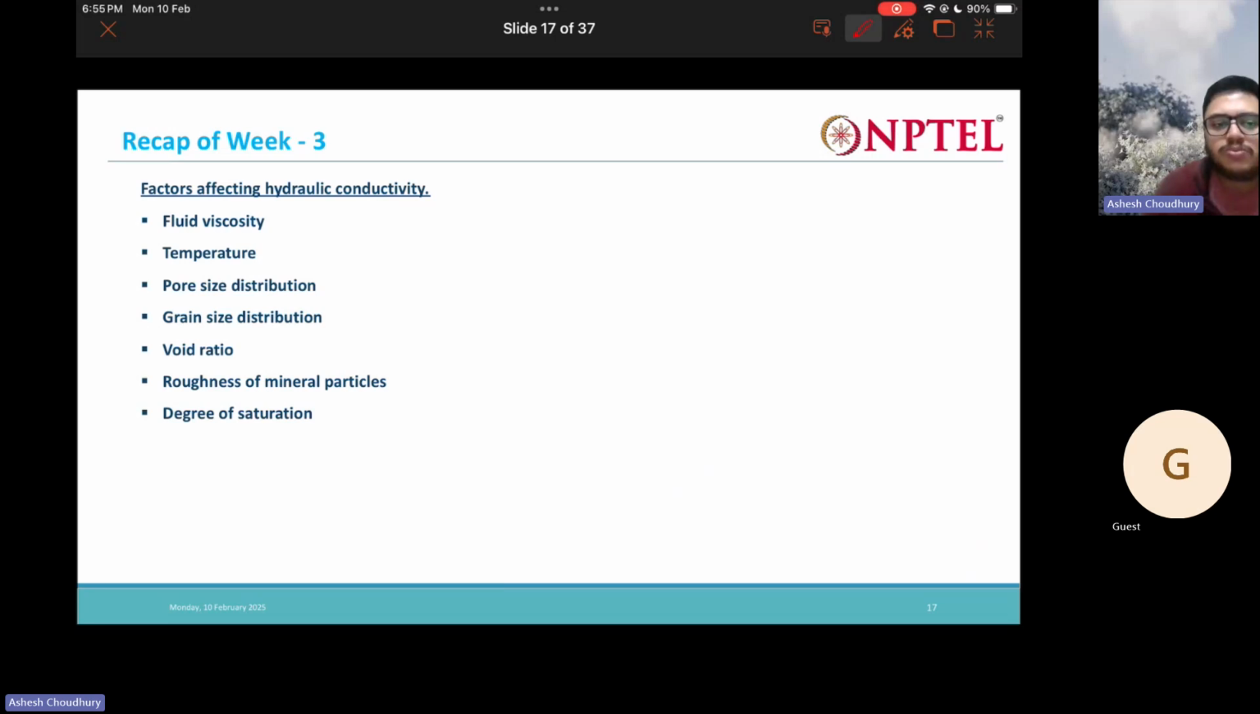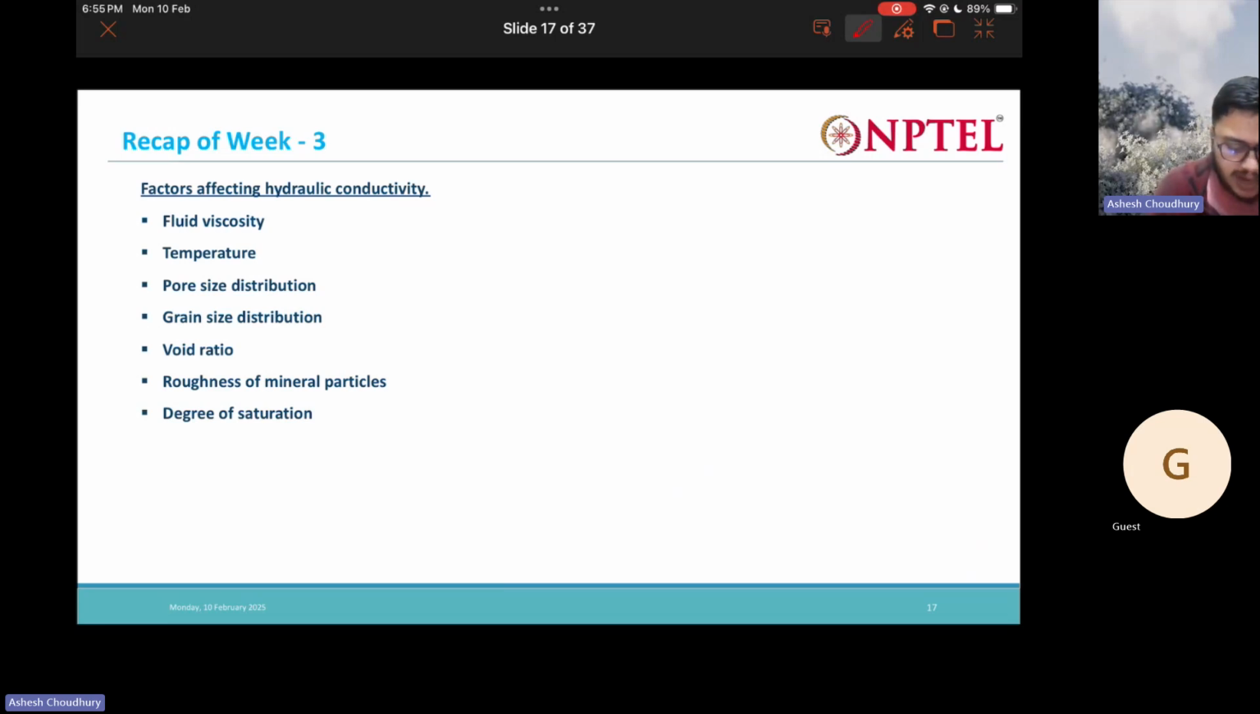Then you have the pore size distribution, because the actual flow occurs through the pore network. The size of the pores and how the pores are distributed affect the hydraulic conductivity. Grain size distribution also affects it. Void ratio is a function of the pore size distribution, which also affects hydraulic conductivity. The roughness of mineral particles: if the soil particles are rough, they resist the flow of water. And the degree of saturation also affects hydraulic conductivity. So all these factors affect the hydraulic conductivity.